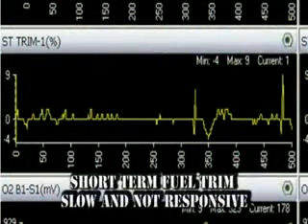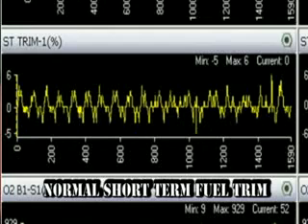This screen shows the short-term fuel trim adjustment when the old sensor was slow and lacking change. With the new sensor installed, you can see the short-term fuel adjustment is now very active and looks normal.